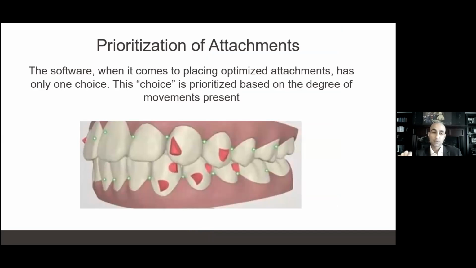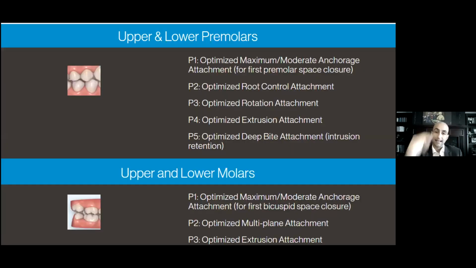Regarding attachment design, we know that Invisalign has priorities for how attachments are selected for certain teeth. For premolars, for example, number 1 is attachments for premolar extraction space closure, 2 is root control, 3 is rotation, 4 is extrusion, 5 is deep bites. That, in my opinion, should honestly be number 1.